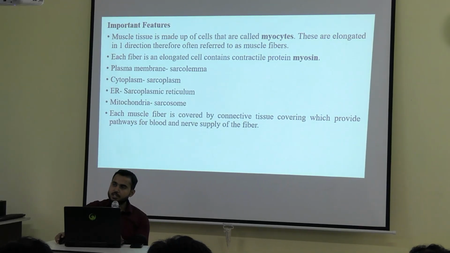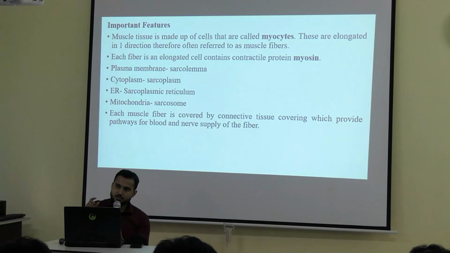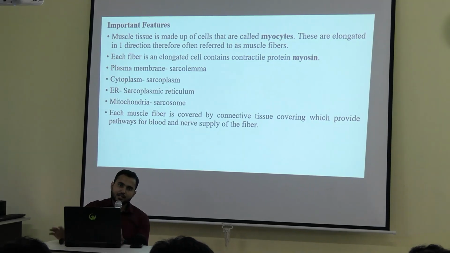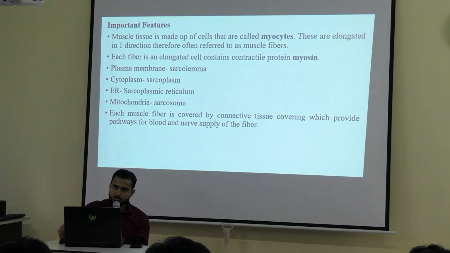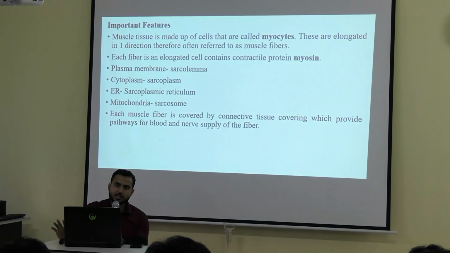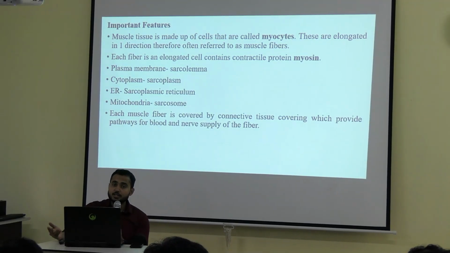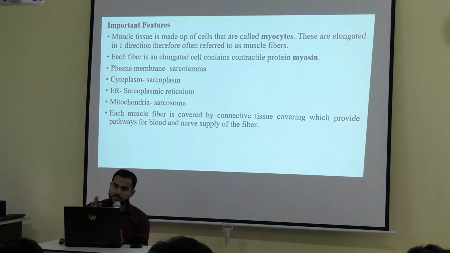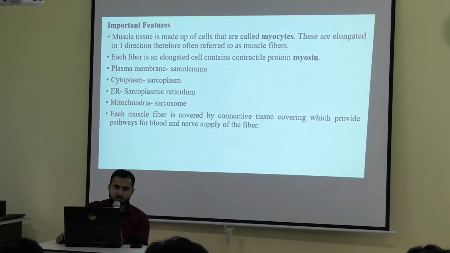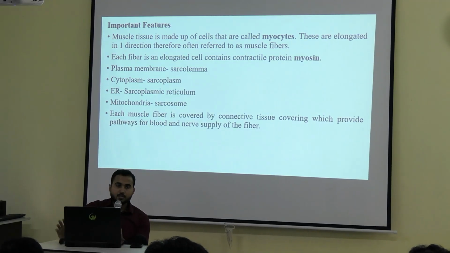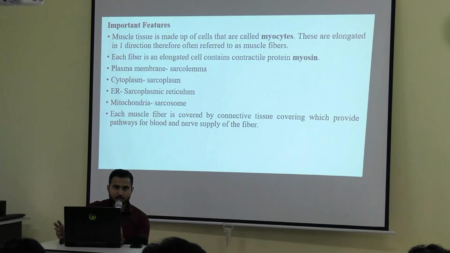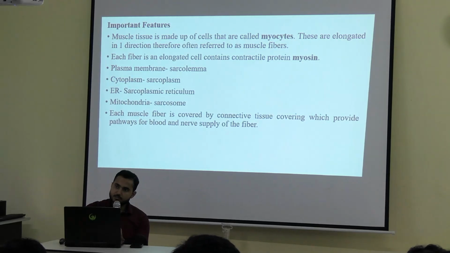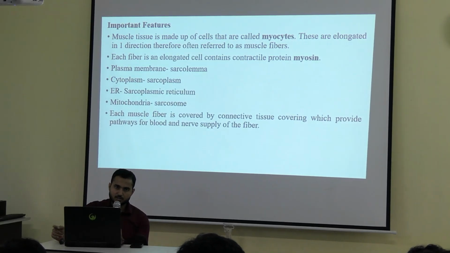Next, when you study muscle tissue, you will come to know that the muscle fibers are covered by a connective tissue layer. Different layers are there, I will come to that. But the question is why they are covered by a connective tissue layer. Because with the help of the connective tissue layer, the muscle fibers get nerve supply, blood supply, etc.